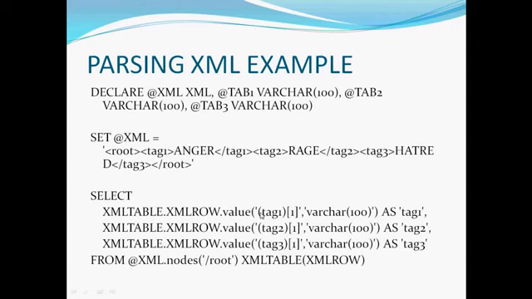So I'm going to say tag 1, the first element, and it's a varchar of 100 as tag 1, so it'll be in the tag 1 column, this value. XML table .xml row .value of tag 2 of 1 varchar as tag 2, and XML table .xml row .value of tag 3 of 1 of varchar of 100 as tag 3.